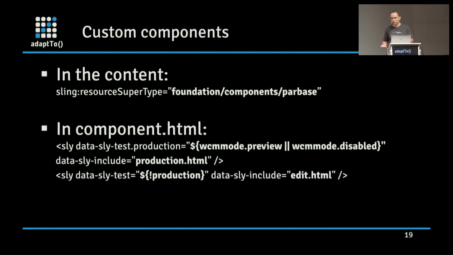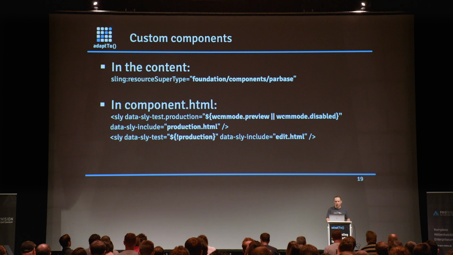So how do we do it? You will probably find another way, but we consistently follow these practices. First of all, to address the need to embed it, you just need to inherit from Parbase. Fairly simple. But to support two modes, we basically create a root component. It contains nothing else but this conditional statement. We either include a production version of it or an edit version of it, depending on the mode. Fairly simple.